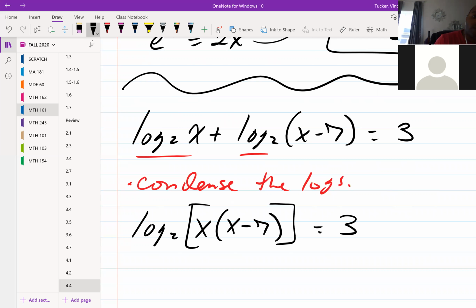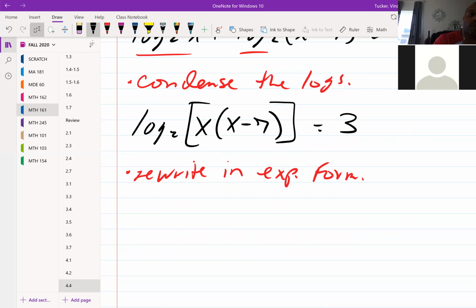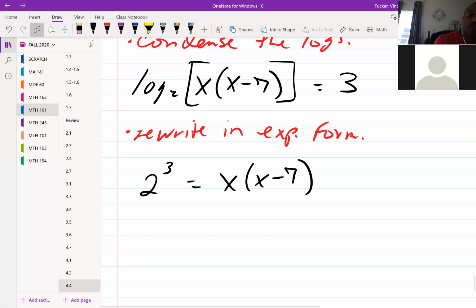All right, so now we can rewrite in exponent form. So that's going to be 2 as our base to the third power equal to x times x minus 7. And now we can just solve our quadratic equation. That's going to be 2 cubed, which is 8. And then distribute, which is x squared minus 7x.